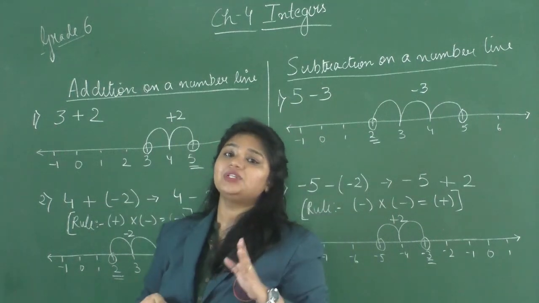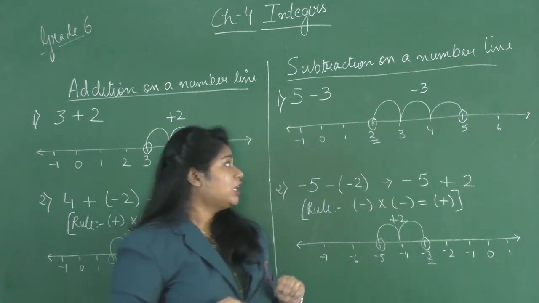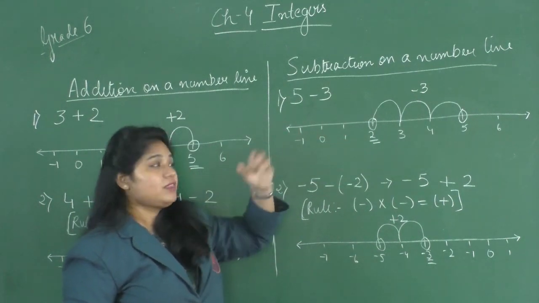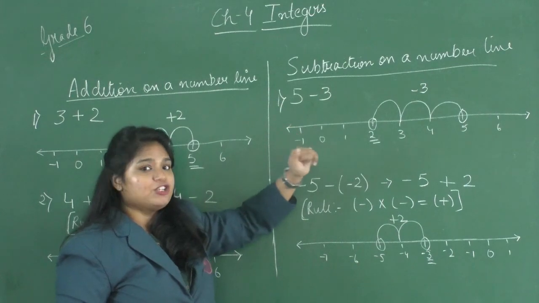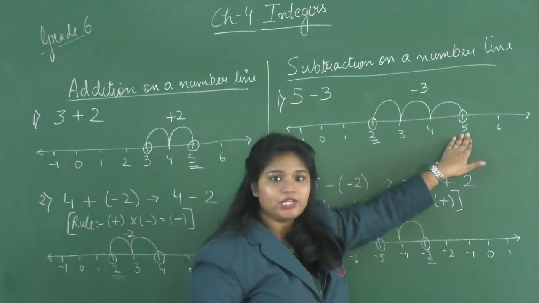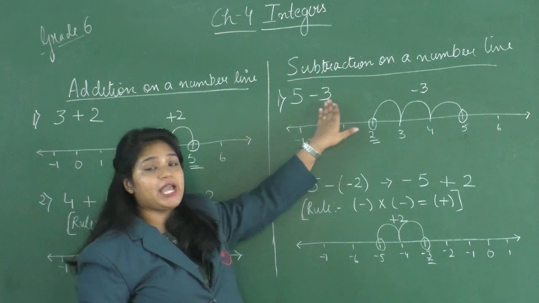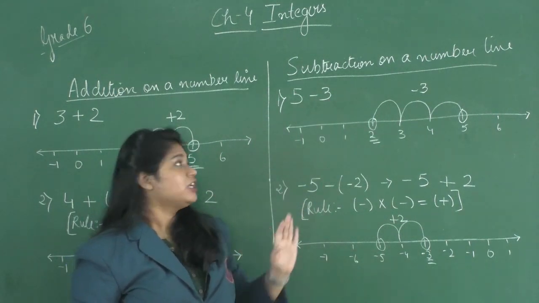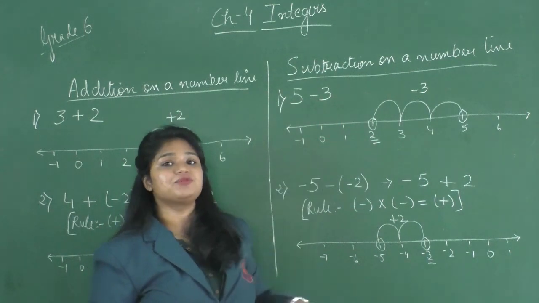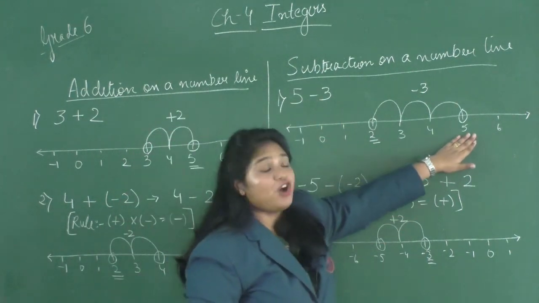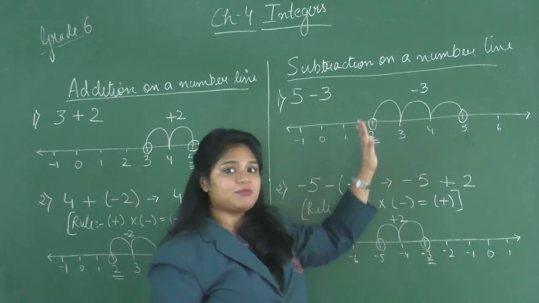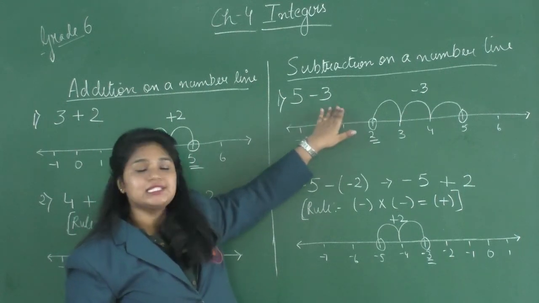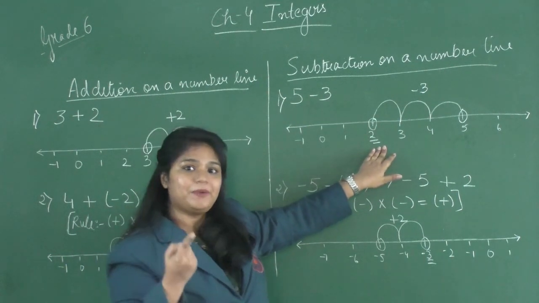Now let's talk about subtraction on a number line. Here we have a question which says 5 minus 3. 5 is your minuend. So first we will mark 5 on the number line and then it is -3. Minus tells you the direction of your movement on the number line. So -3 means 3 jumps towards the left. So from 5, when we take 3 jumps towards the left, we reach 2. So the answer for 5 minus 3 is 2 or plus 2.